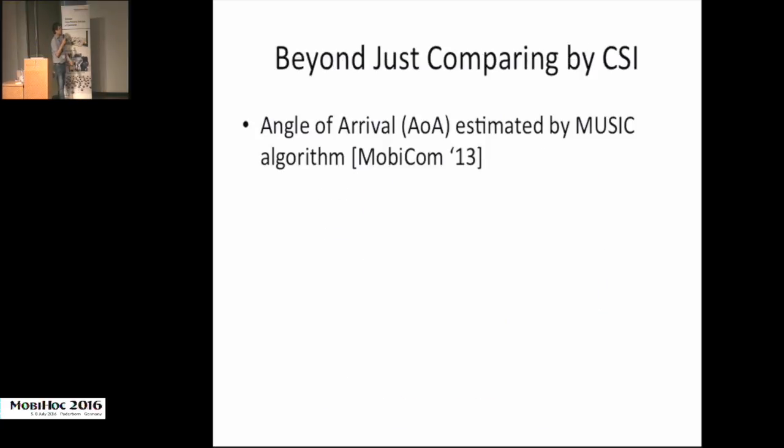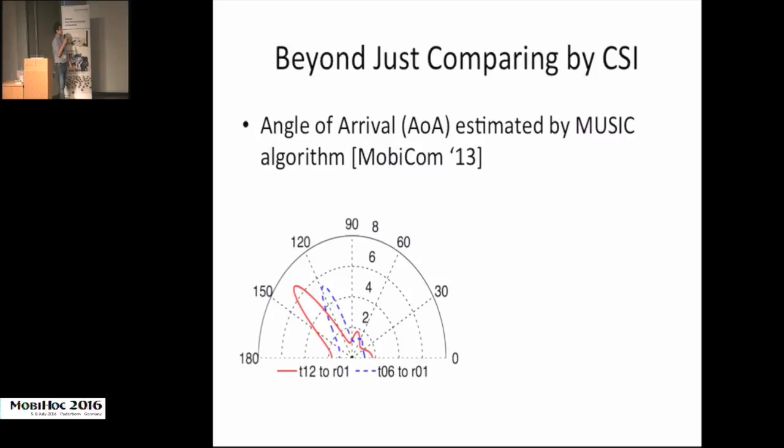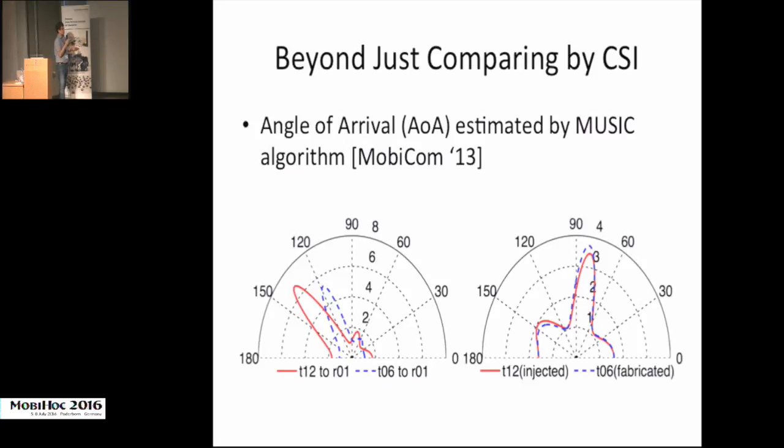Also, the system is not just limited to CSI-based systems. We also did the same thing from the angle of arrival system, and again we get a similar result. Once after the injection, the angle of arrival will look different from the original direction, even if there are no people here, because the underlying link signature is changed significantly.